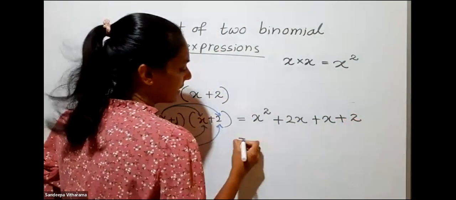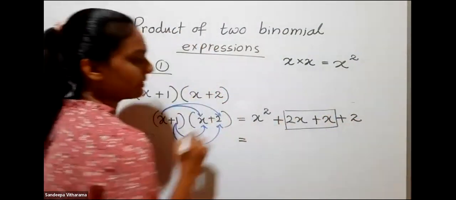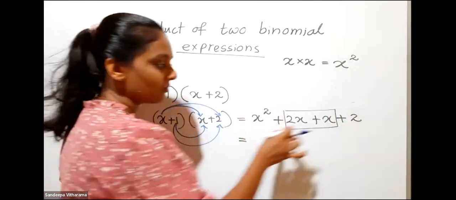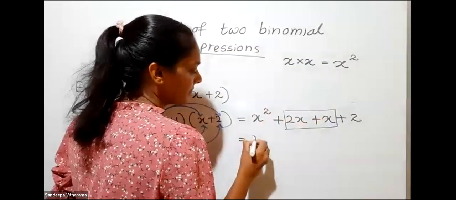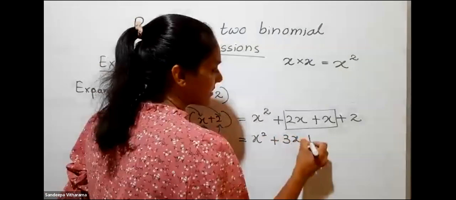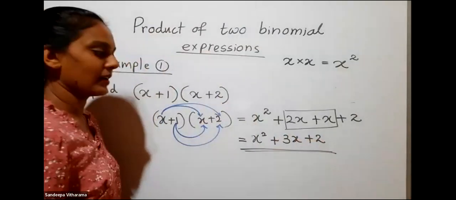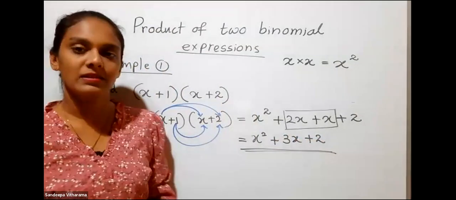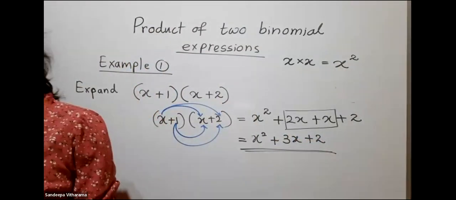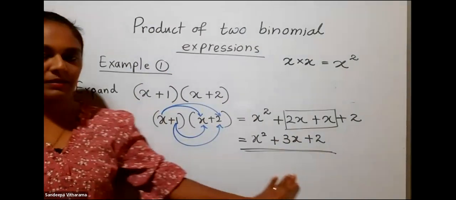Then you can see there are two terms in the middle of this expression that we can simplify further. They are x squared plus 3x plus 2. Then x squared plus 3x plus 2 is the answer. Is this clear?